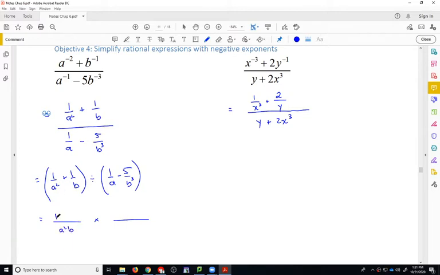So this one would have to get multiplied by b. This fraction would have to get multiplied by a squared. Then, oops, don't change this to a multiplication. Not yet. That's too many steps in one. So this is still division. This one's going to have a common denominator of ab cubed. So I'm going to multiply the first fraction by b cubed and the second fraction by a.